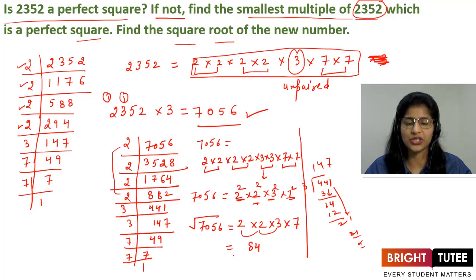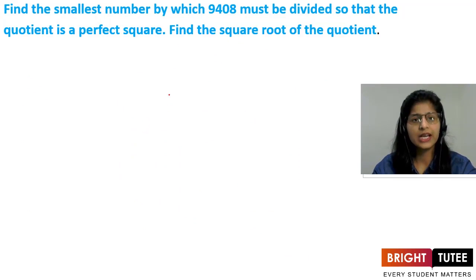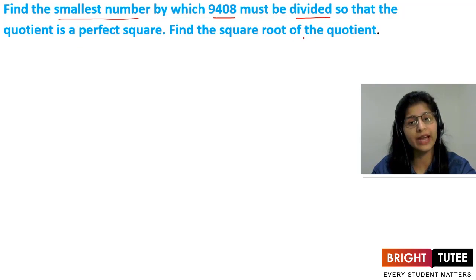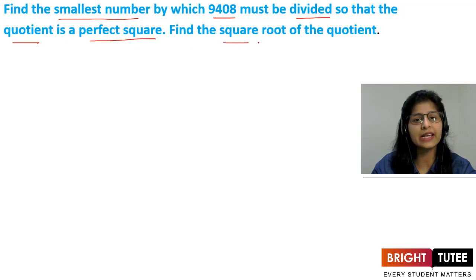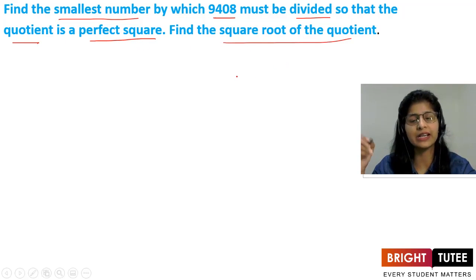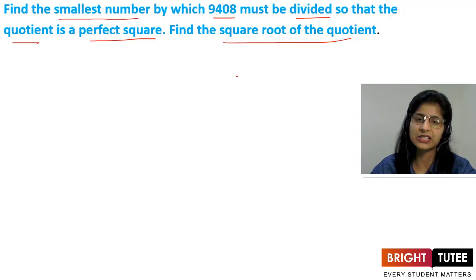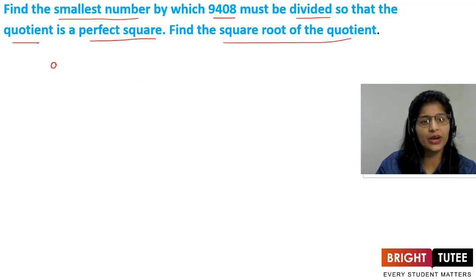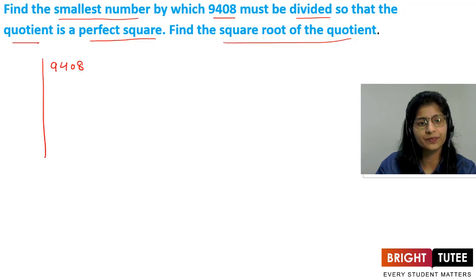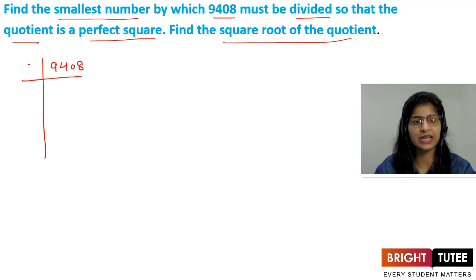Let's practice one more question. Here is another question. It is asking, find the smallest number by which this must be divided. In the last one it was multiply, here it is divided, so that the quotient is a perfect square. Find the square root of that quotient. That means we will divide 9408 with something so that it becomes a perfect square, and then we are going to find the square root of that number. Let's try to find it out. So 9408, let's do the prime factorization of it. Starting with 2.